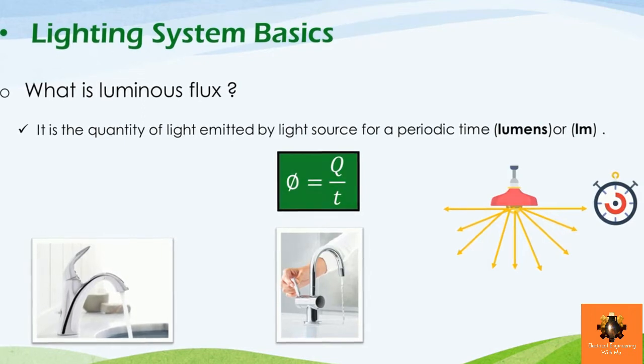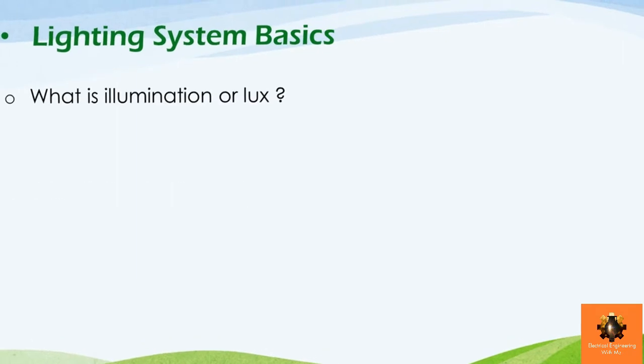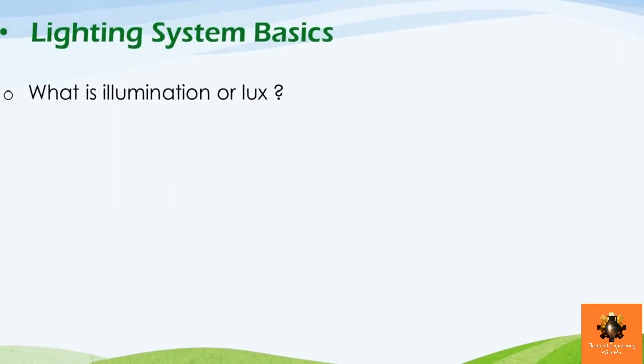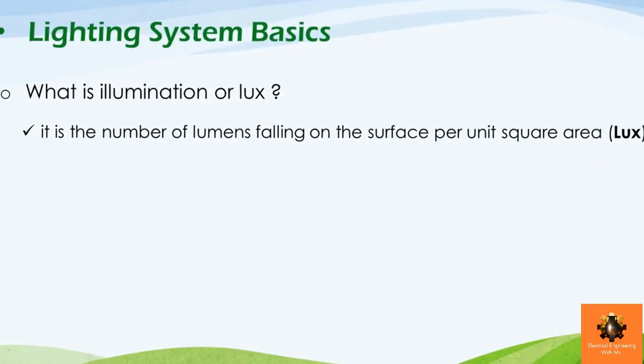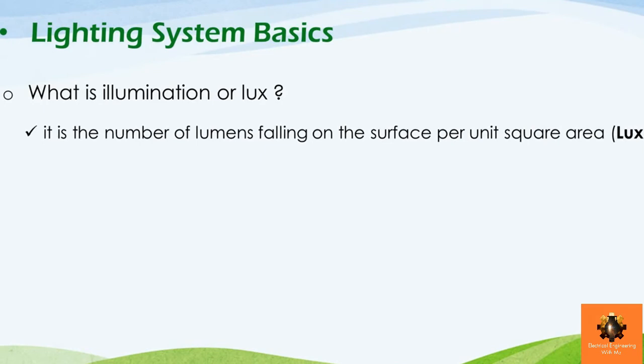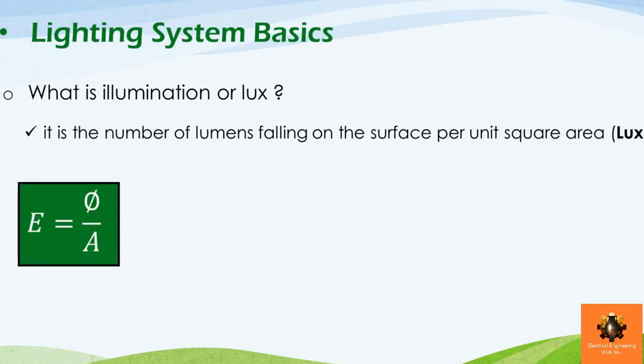Very good. Now the second parameter related to the lamps is called the illumination or the lux of the light source. So the lux is the number of lumens falling on the surface per unit area. So we can say that the illumination is the relation between the lumens emitted from the light source over the area that those lumens are falling on. So the illumination is represented by the letter E, and it's equal phi over A, where phi is the lumens that we have just talked about, and A is the area that those lumens are falling on.